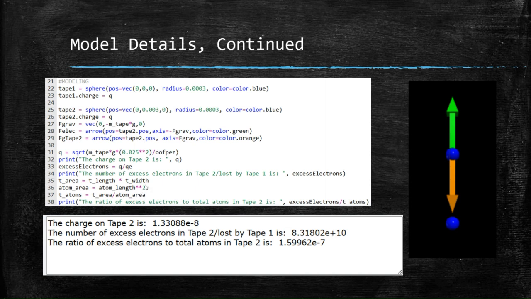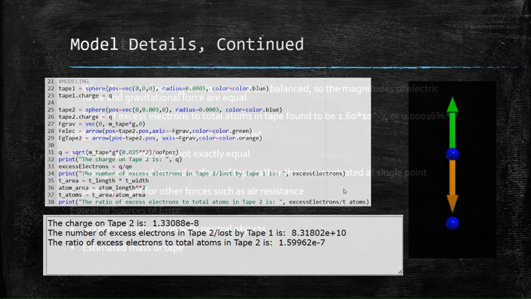And then for the ratio of excess electrons, I found the number of atoms on the surface of the tape by dividing the area of the tape by the area of an atom, and found that right here.